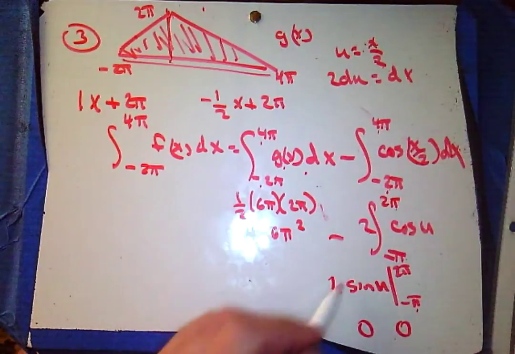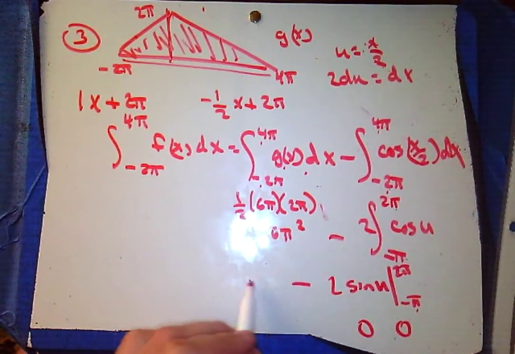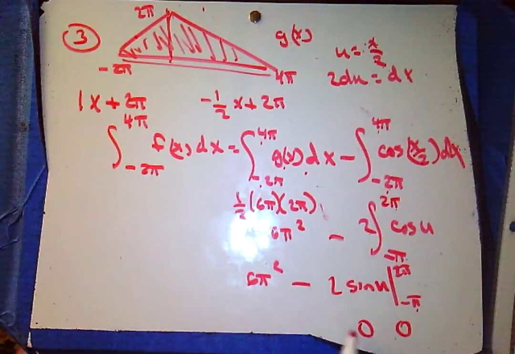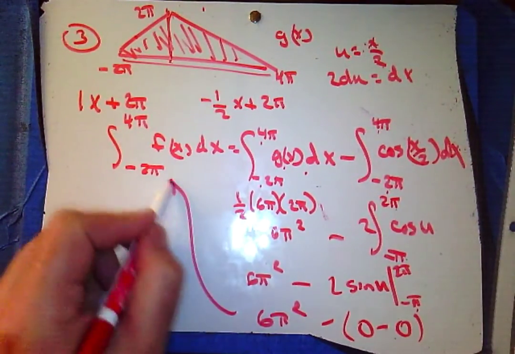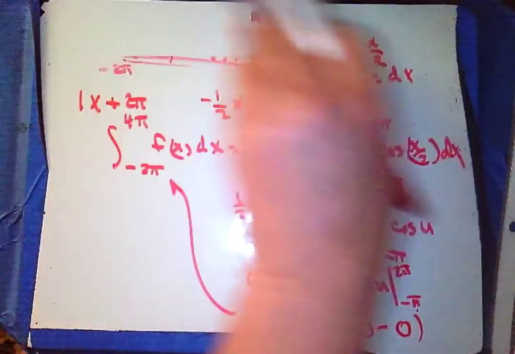Yes, and show the computations that led to our answer. 6 pi squared, 0 minus 0 minus 6 pi squared. Good, it's good to have that all worked out. So there's part A for number 3.